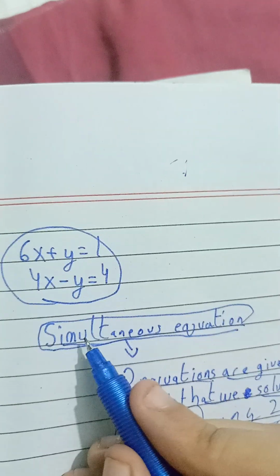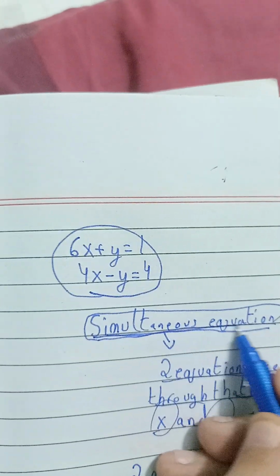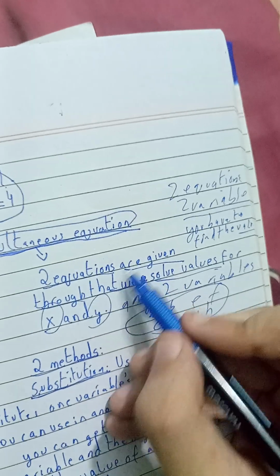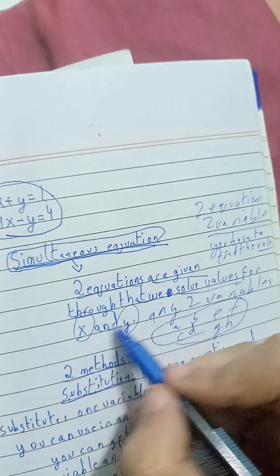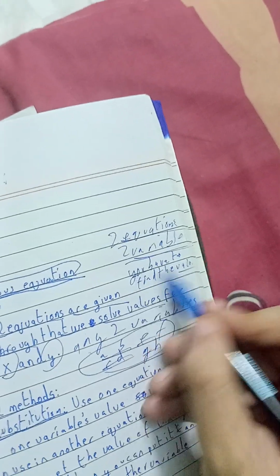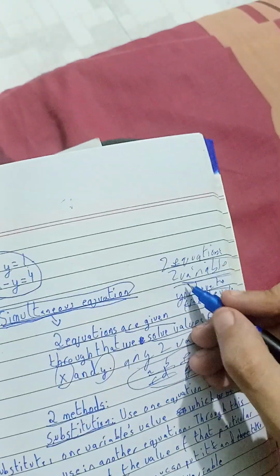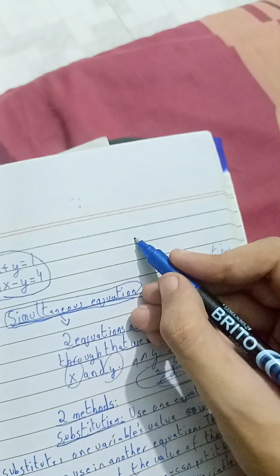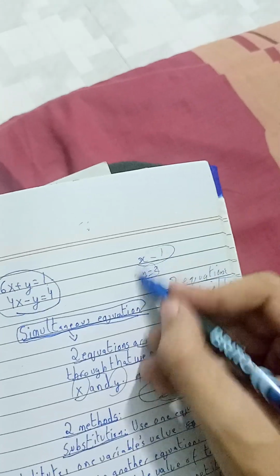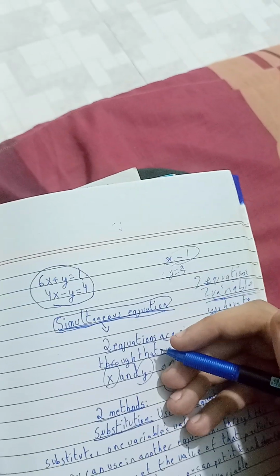So today we will be discussing the topic of simultaneous equations. This is how it looks. Two equations are given, so that we have to solve for the values of x and y, like any two variables, x and y, a and b, c and d, e and f, g and h, anything. Two equations, two variables. You have to find the values of the two variables, like x can be equal to 1, y can be equal to 2. So yes, we have to find the values of these two variables.